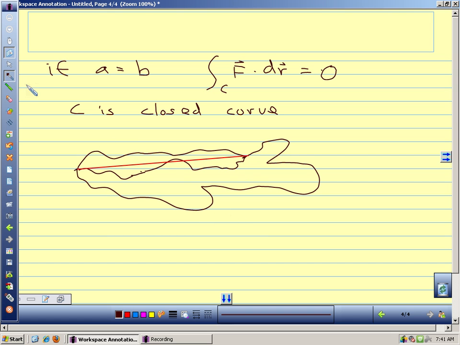It doesn't matter what the path is, and it only depends on the initial and the final position. So if we have a conservative field, we can take the line integral along any path and get the same result. So if we have some ugly, complicated path with a really difficult parameterization, and we know our field is conservative, we can just take the line integral along a straight line from A to B. Much easier.